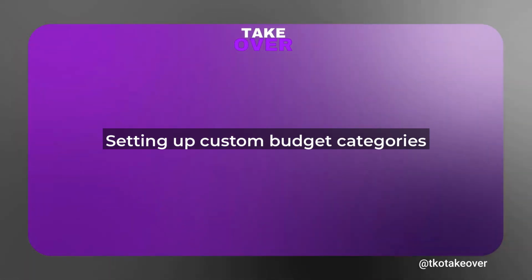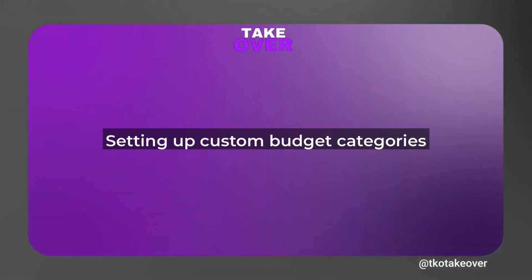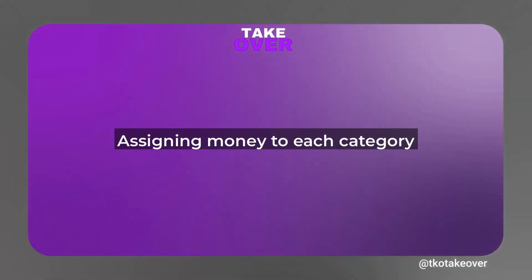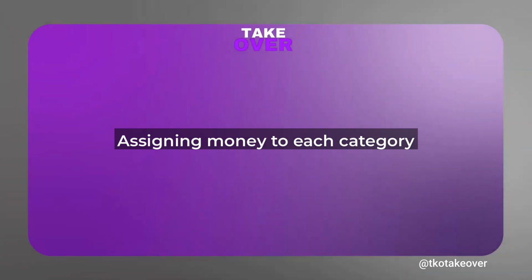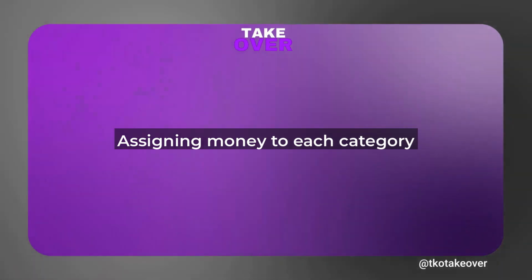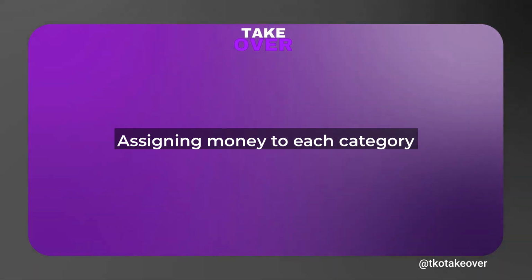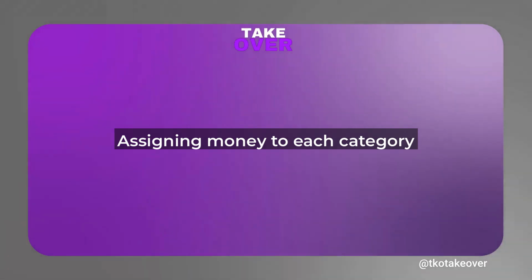Now, the core of YNAB, assigning money to categories. After linking your bank accounts or manually entering your transactions, you'll allocate your available funds. For example, if you have $2,000 in your checking account, decide exactly where each dollar goes. This step is crucial because it forces you to prioritize.